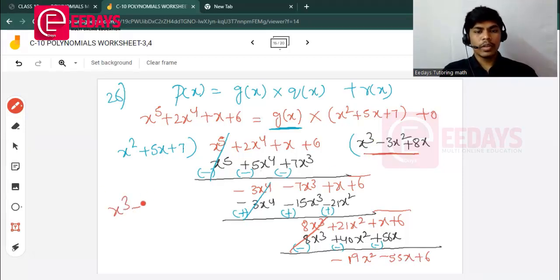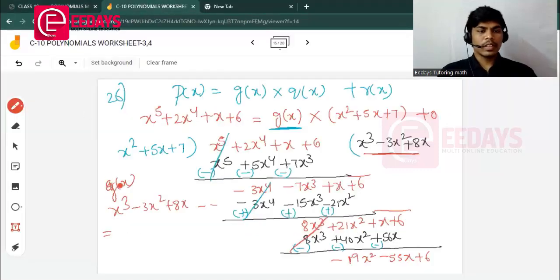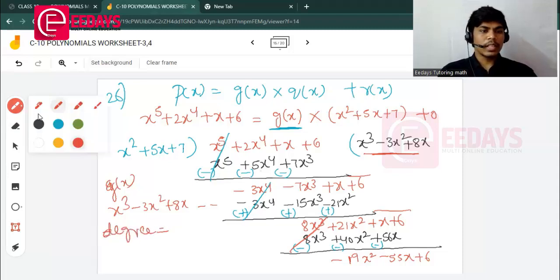So in this, x cube minus 3x square plus 8x, if you do like this, we are getting the equation like this. This is g of x. No, this is q of x. Okay. This is g of x. So the degree would be, degree is the highest power. Degree is the highest power, that's why it is 3 here.